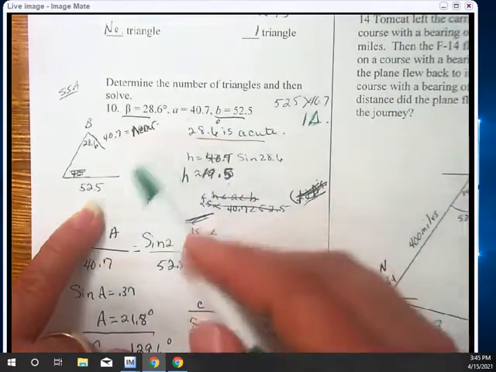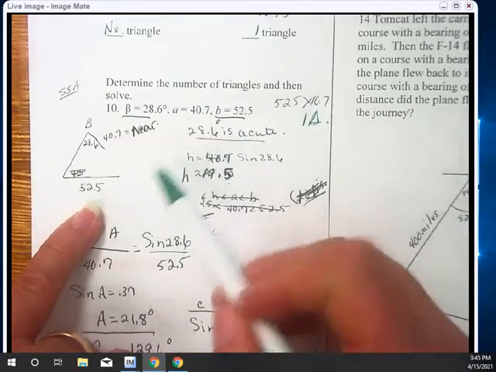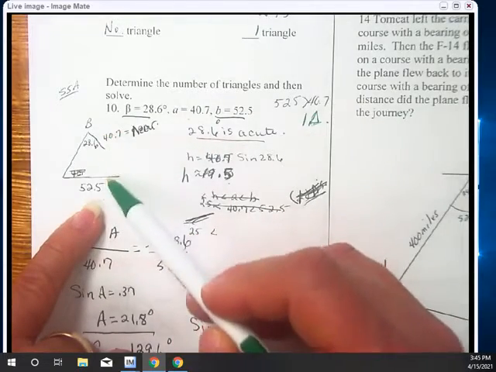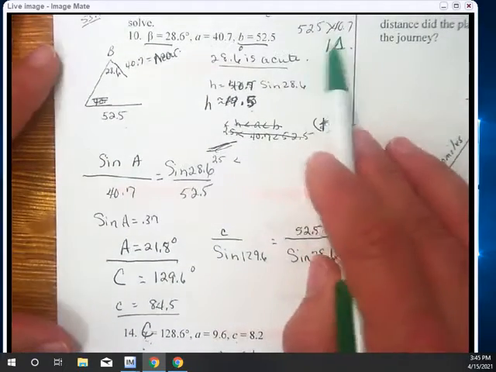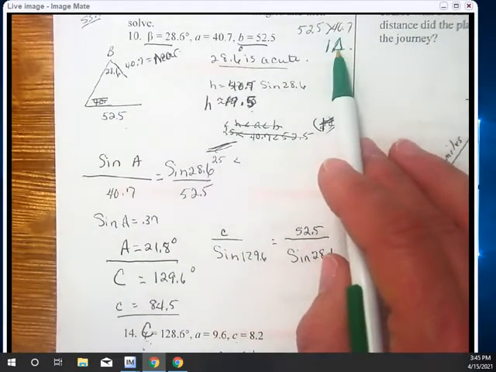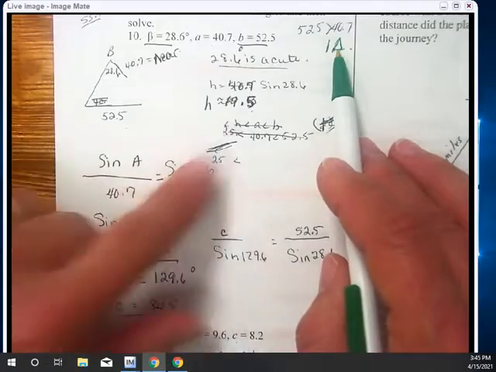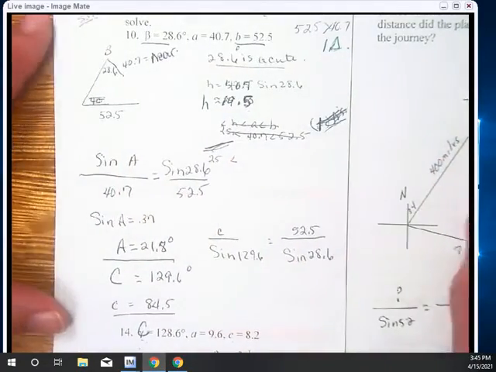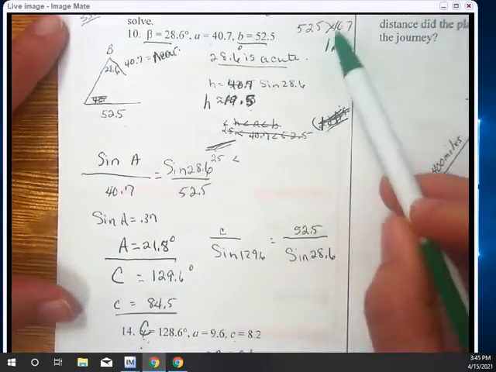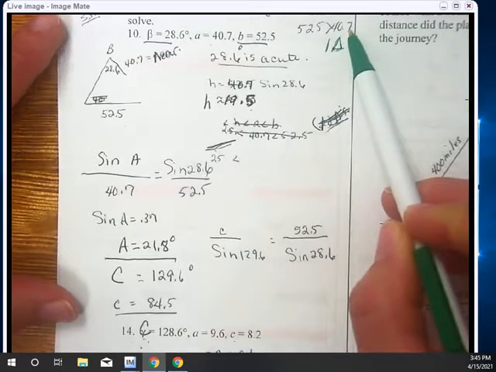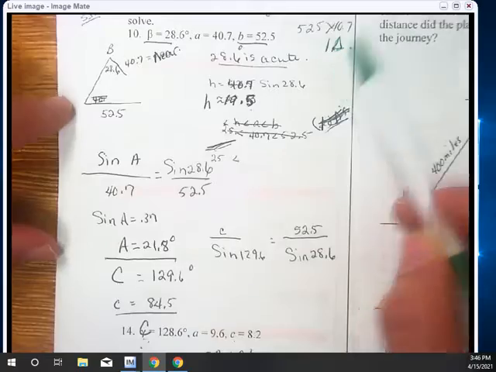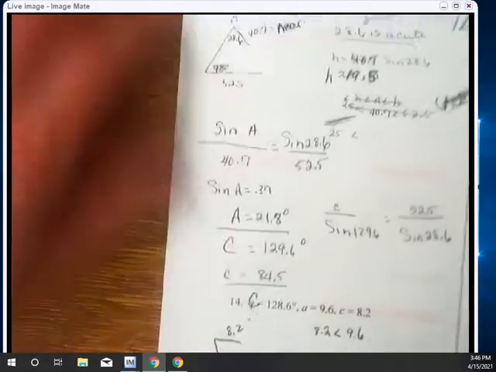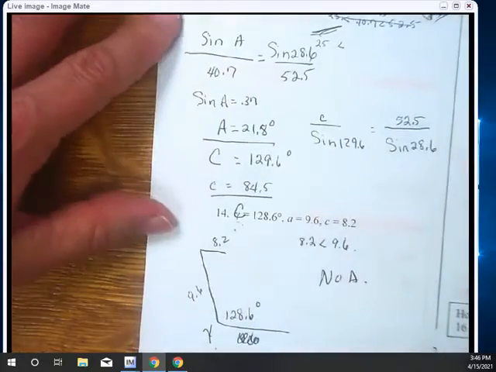I start setting up my law of sines, and I need to find out about my height. If we had more than 1 triangle, 2 triangles, then I would have to find the height, then I would have to look for some more information. But I know that the side nearer is smaller than the opposite side, therefore I know I have 1 triangle, and I'm just going to start solving by setting up my law of sines.